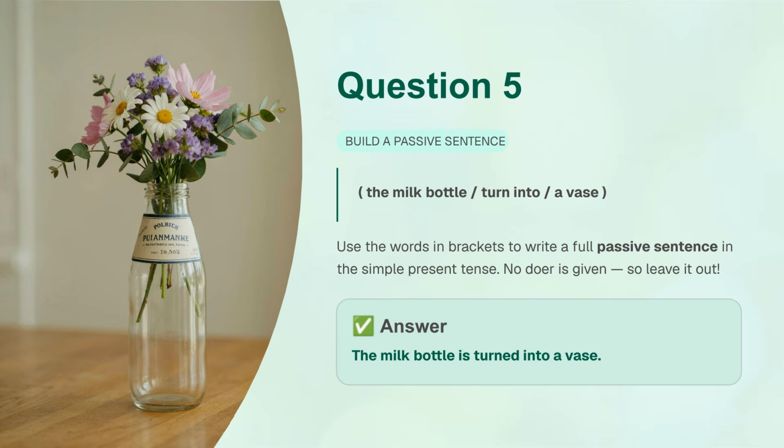Question 5. Build a passive sentence using the words the milk bottle, turn into, and a vase. Use those words to write a full passive sentence in the simple present tense. No doer is given, so leave it out. The answer is, the milk bottle is turned into a vase.